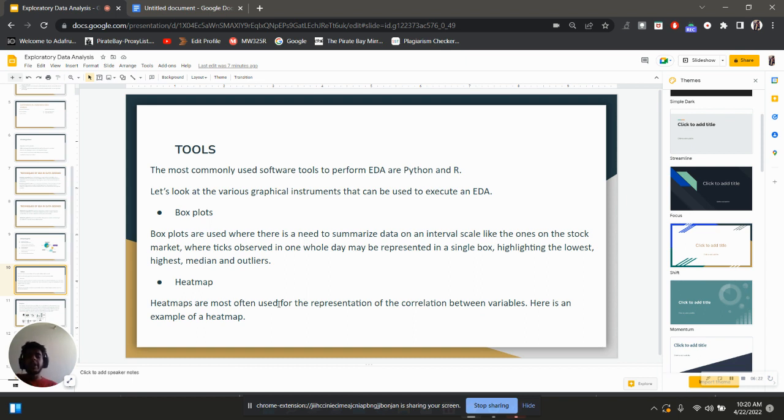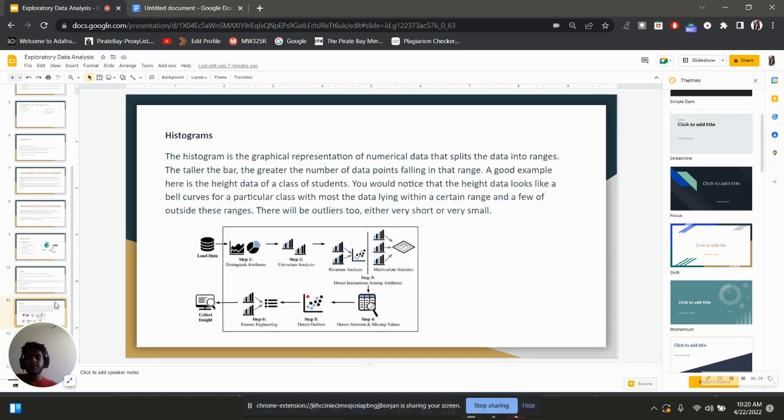Heat map. Heat maps are most often used for representation of the correlation between variables. Histogram. A histogram is the graphical representation of numerical data that splits the data into ranges. The taller the bar, the greater the number of data points falling in that range. A good example here is the height data of a class of students. You will notice that the height data looks like a bell curve for a particular class, with most of the data lying within a certain range.